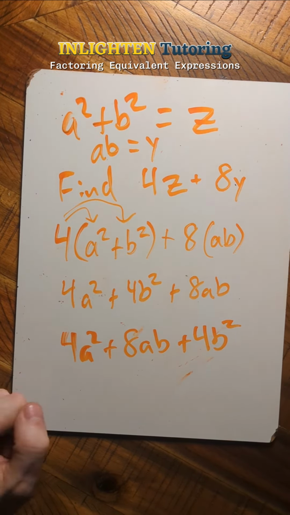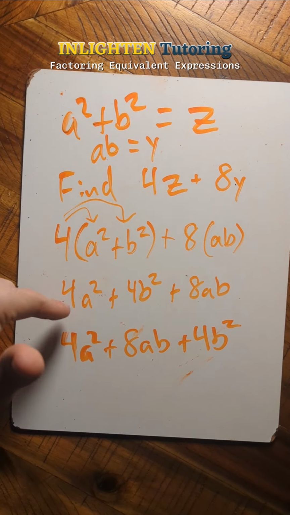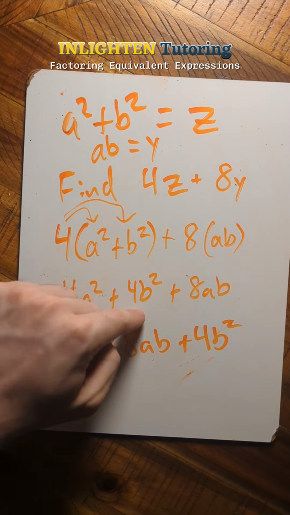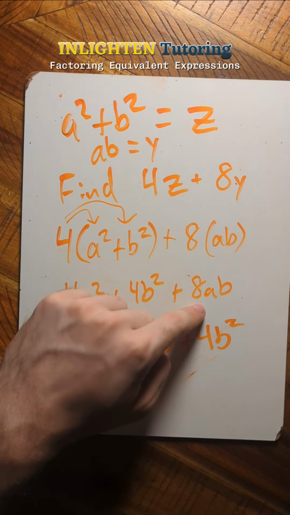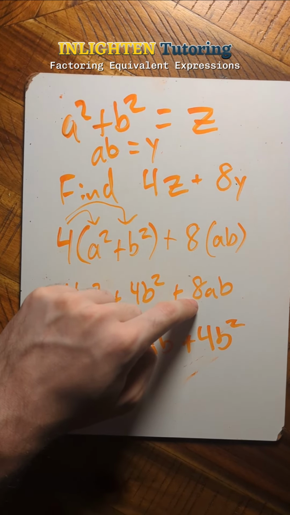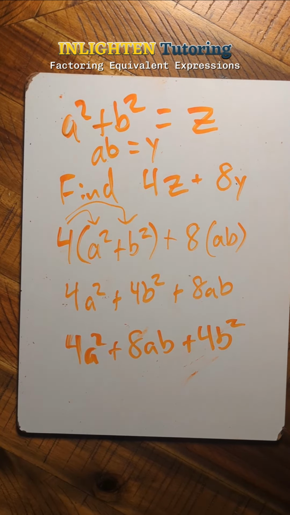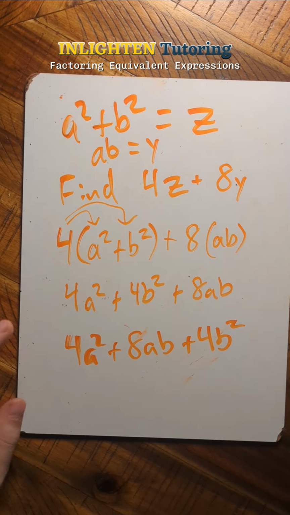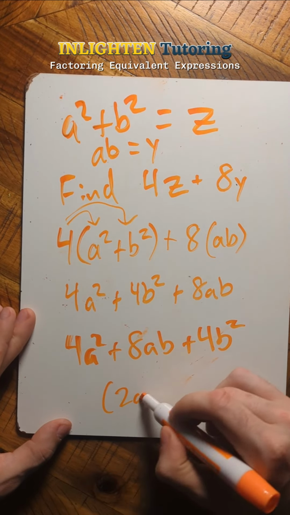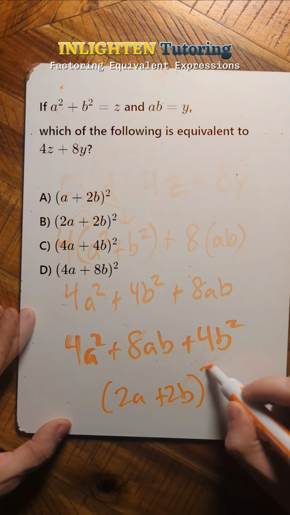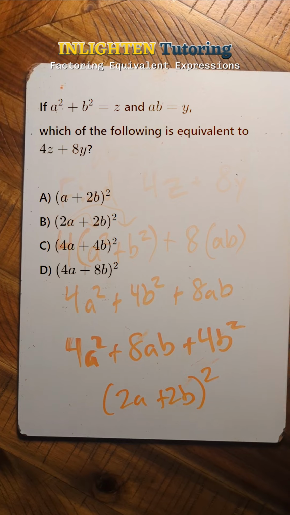Makes sense to me. I noticed a pattern here. The pattern is that this term is a perfect square, this term is a perfect square, and this term, the number, is twice as much what these numbers are. That's a pattern of a perfect square trinomial. One way to factor this is going to be 2a plus 2b squared. I know that because this fits the pattern.